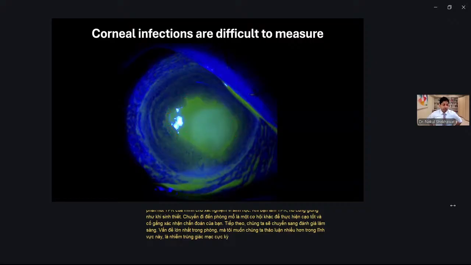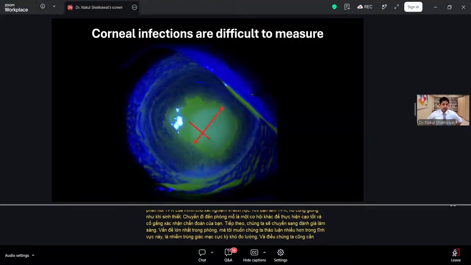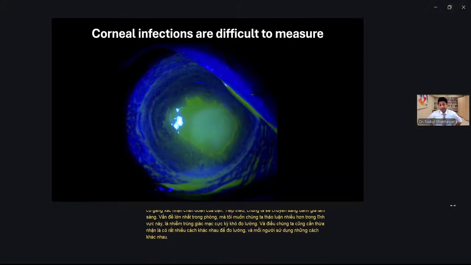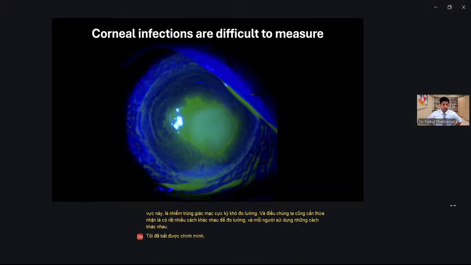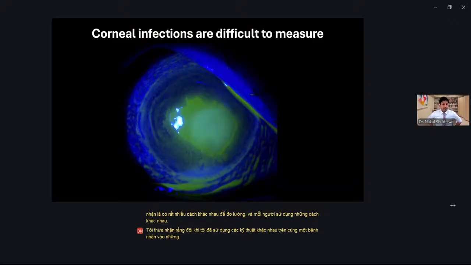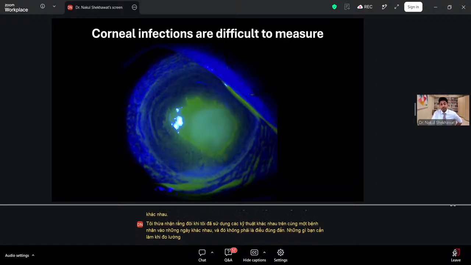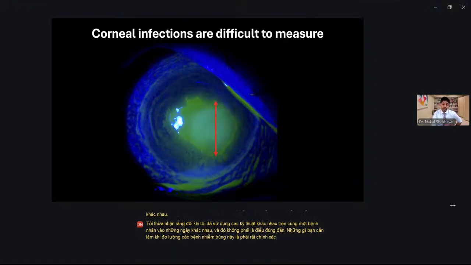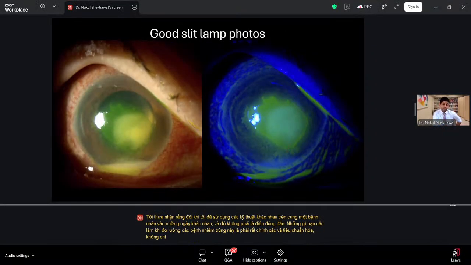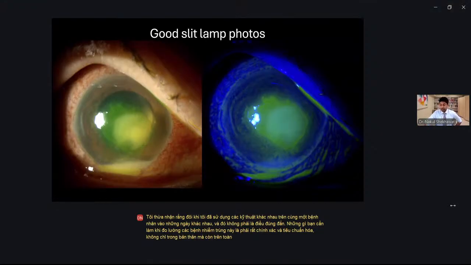And what we also need to acknowledge is that there are many different ways to measure, and different people use different ways. I've caught myself, I'll admit, sometimes using different techniques on the same patient on different days, and that is not the right thing to do. What you need to do when you're measuring these infections is be very precise and standardized, not only within yourself as you measure the infection across different visits when you're seeing the same patient, but also across your colleagues.